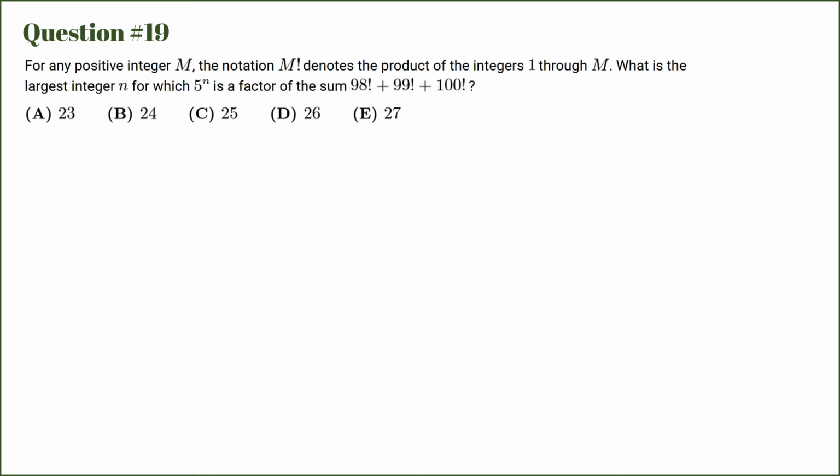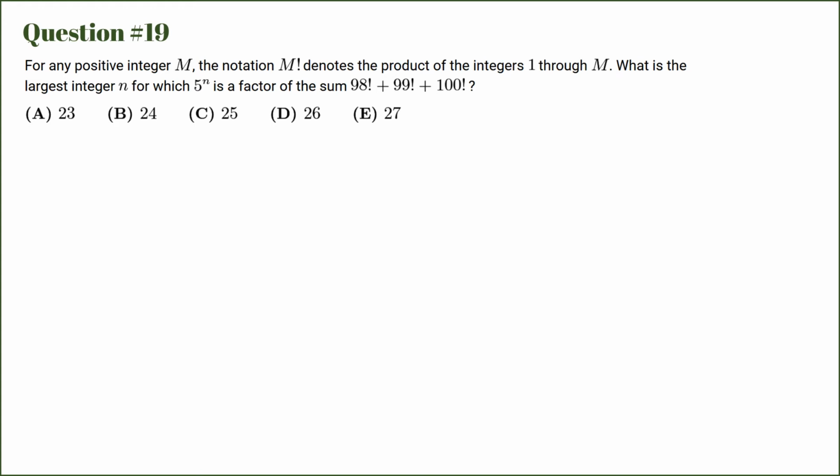Question 19 states, for any positive integer n, the notation m factorial denotes the product of the integers 1 through m. What is the largest integer n for which 5 to the power of n is a factor of the sum 98 factorial plus 99 factorial plus 100 factorial?